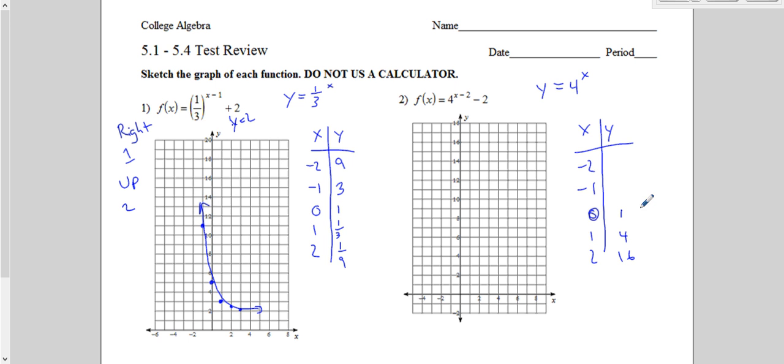Now the reciprocal values, the reciprocal of 4 is 1/4. And the reciprocal of 16 is 1/16. And when I plot those, I need to know that this means right 2 units and down 2 units. So when I go to negative 2 and 1/16, I'm going to go right 2 units and down 2 units. And it's going to be extremely close to that y equals negative 2 line.